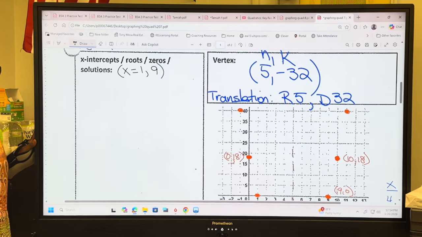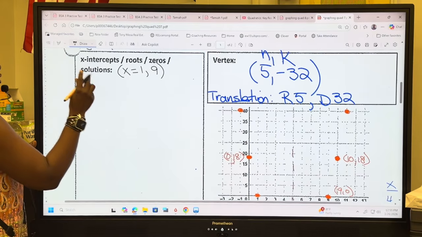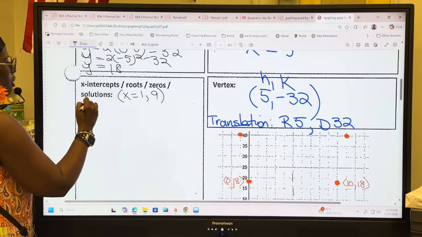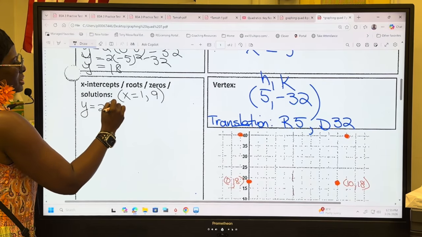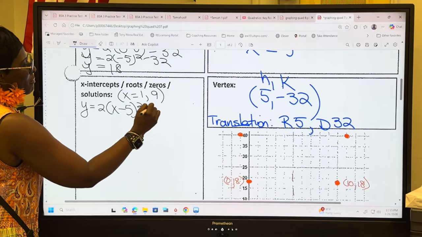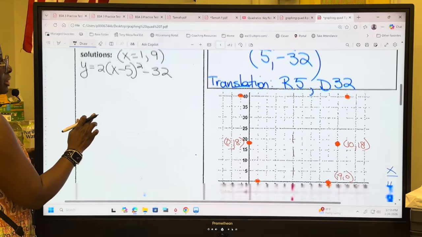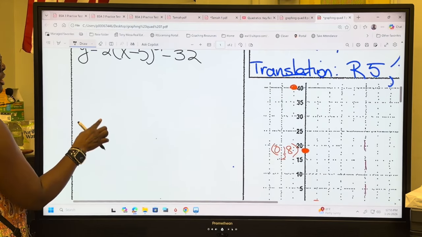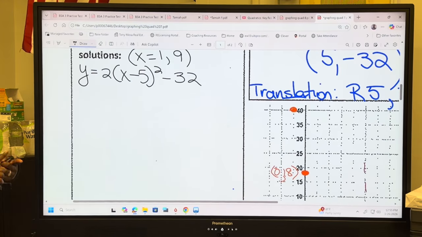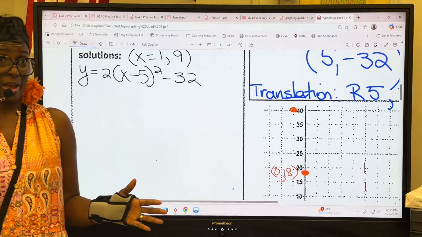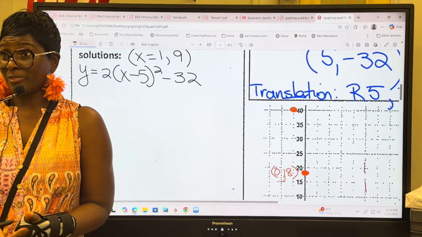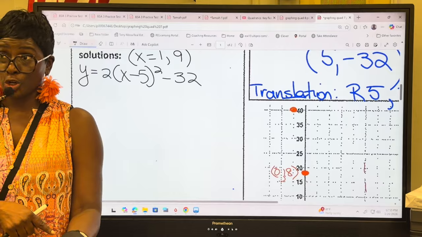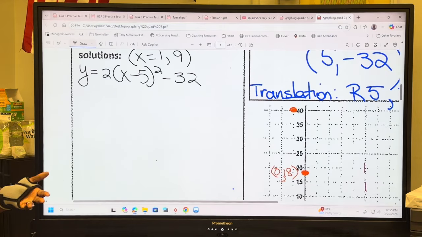Y'all ready? All right, move pretty quick because I'm expecting y'all to know what to do. So what do I have? I have y equals 2 times x minus 5 squared minus 32. Everybody agree? Now, from here, where do I go? Well, all you have to do to get it in standard form is simplify it. What does simplify mean? No parentheses, no like terms. But I got parentheses, so I got to get rid of them.